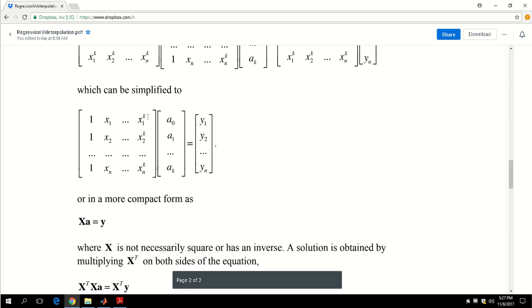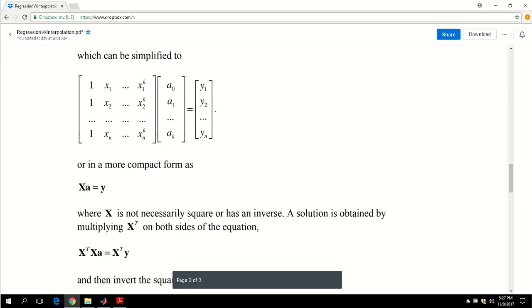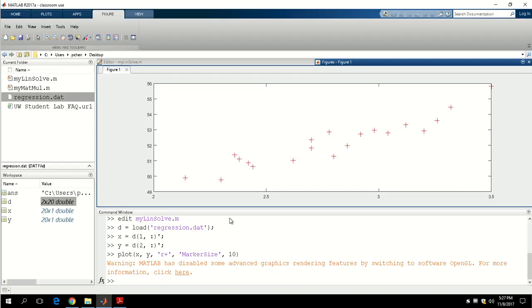This matrix can be constructed by just using the horizontal axis of all the 20 data points, and that's the unknown vector. This vector is composed of the actual y's for all the data points. If we have 20 data points, then we have 20 numbers in it. So the equation that we have to solve is x times a equals y, and that's a linear system. We can use our own linear system solver to solve it.